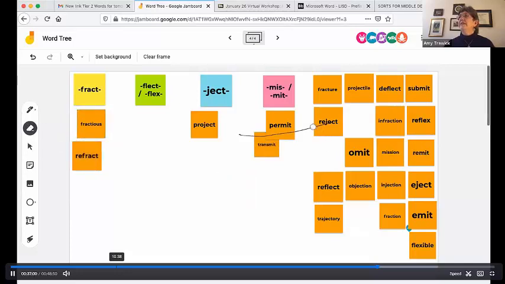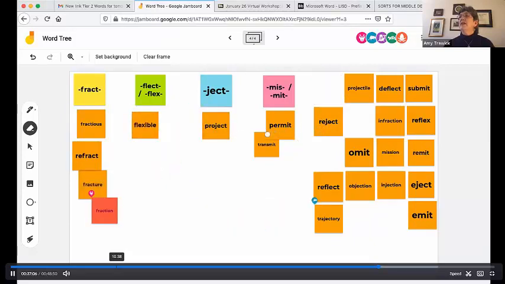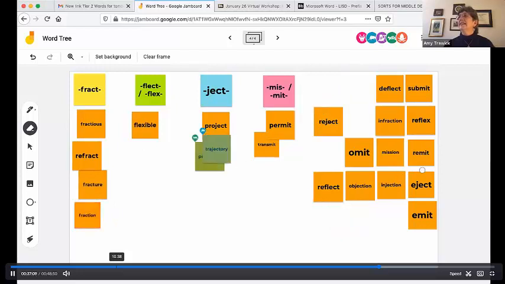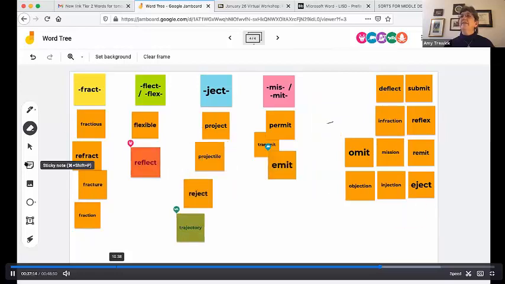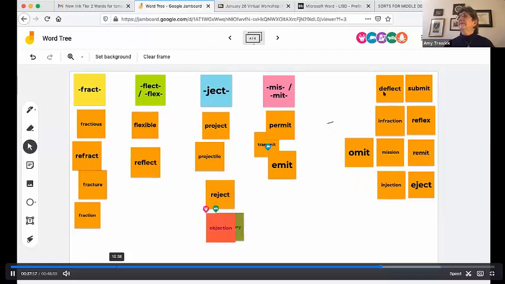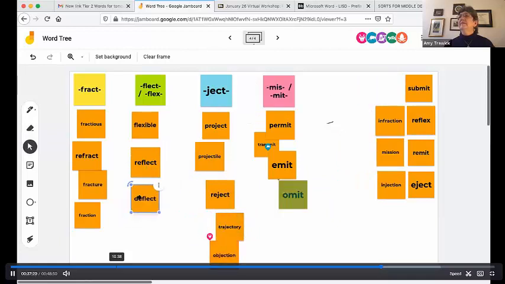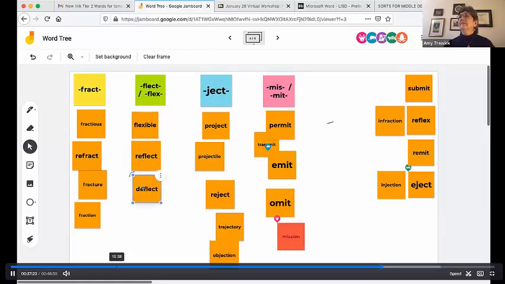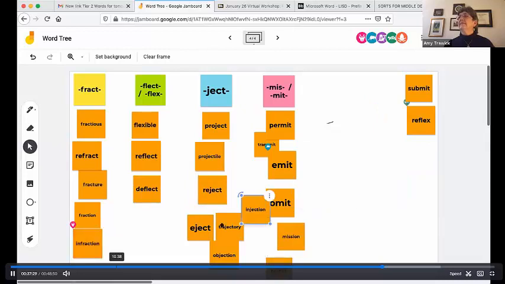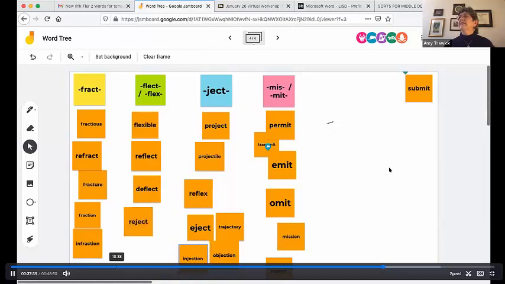While you do that, I'll erase my little line. Don't want a messy board. All right, just keep moving them around. I'm going to grab submit. Good. Okay. Same ideas with the word tree.